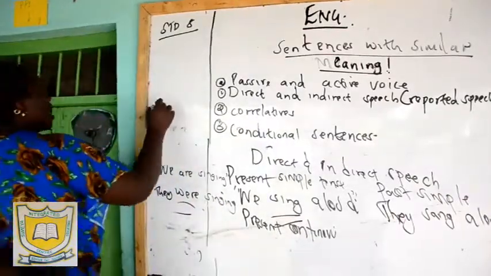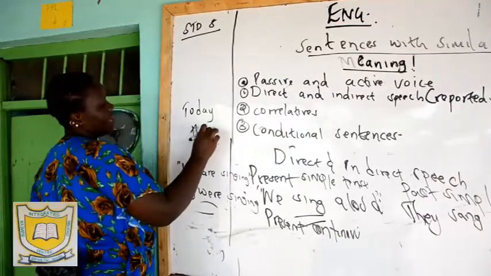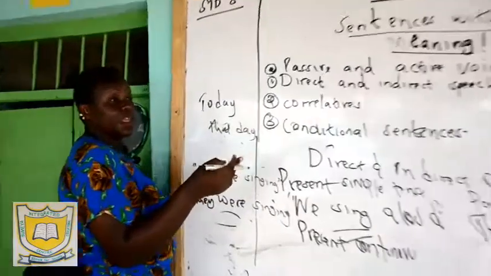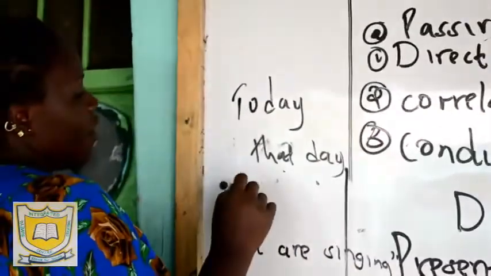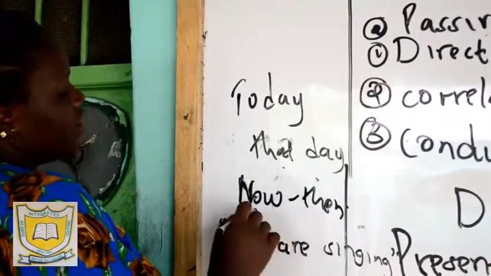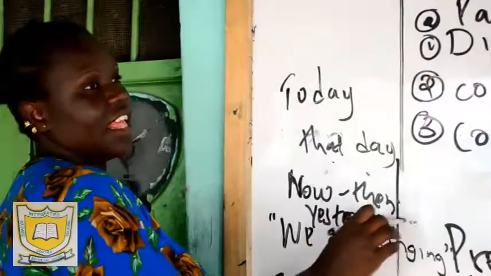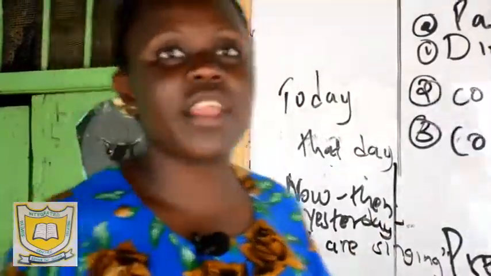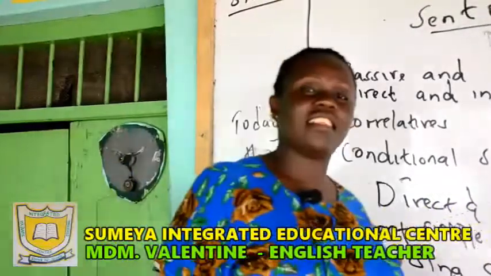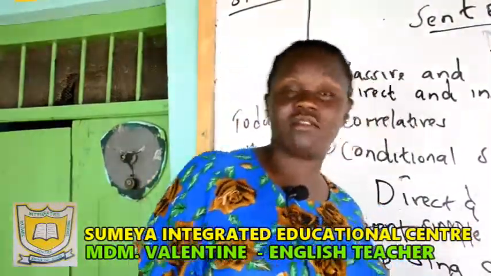For example, we have today. Today is going to be that day in the reported speech. Now is going to be then. Yesterday is going to be the previous day. Tomorrow is going to be the following or the next day. Some words change, but definitely pronouns change. They totally change from the direct speech to the indirect speech.